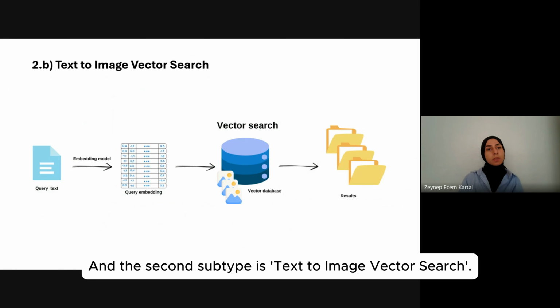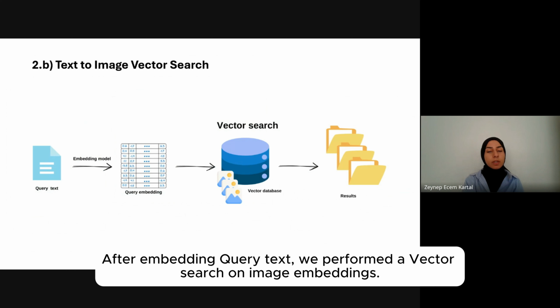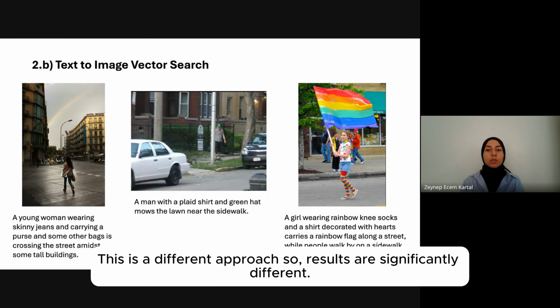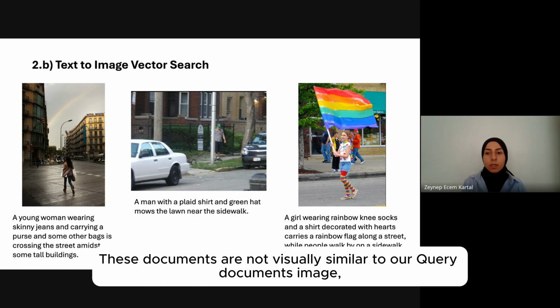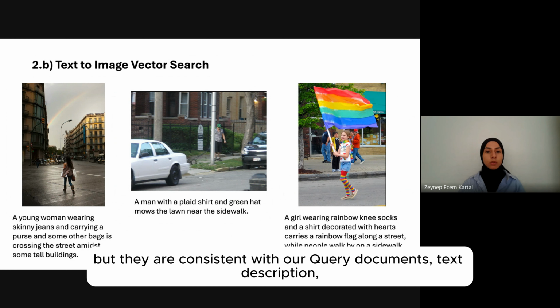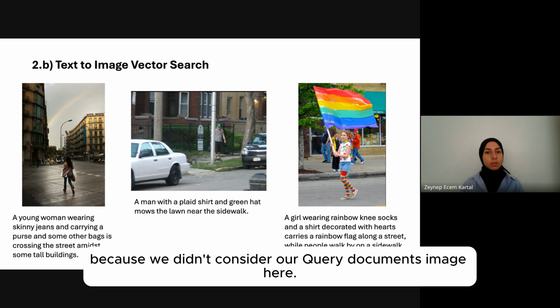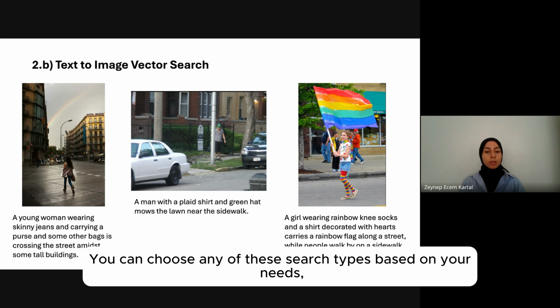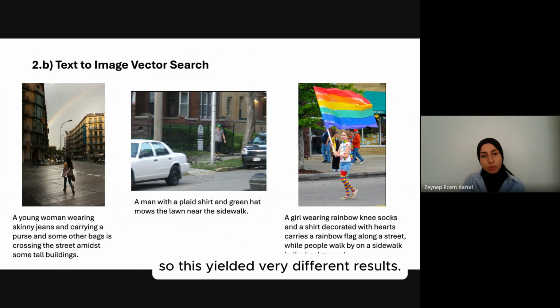And the second subtype is text-to-image vector search. After embedding query text, we performed a vector search on image embeddings. This is a different approach. So results are significantly different here. These documents are not visually similar to our query document's image, but they're consistent with our query document's text description because we didn't consider our query document's image here. You can choose any of these search types based on your needs. So this yielded very different results.